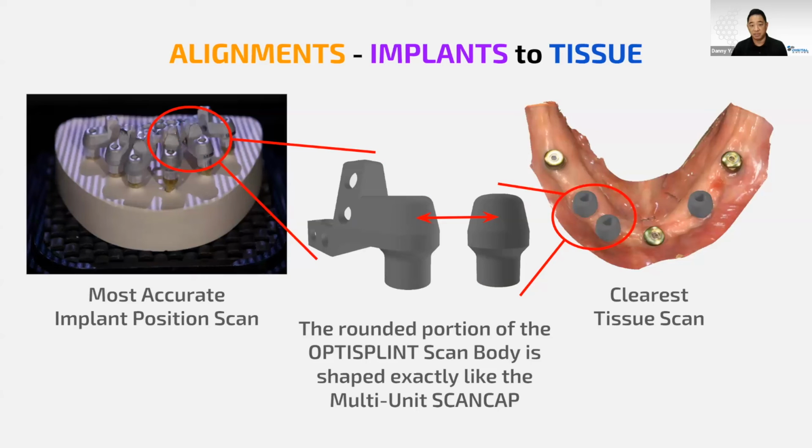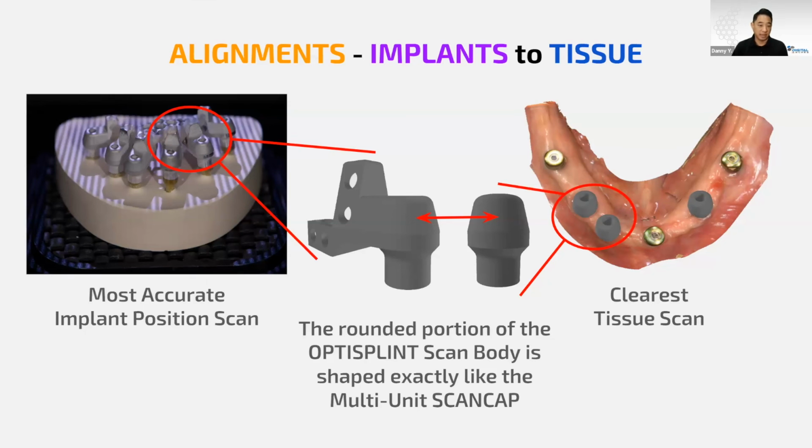Now, in order to align the implants to the tissue, you could see here that the back of the OptiSplint scan body is very similar in geometry to the tissue scan caps, the multi-unit scan caps. And those multi-unit scan caps, when you scan them in the mouth, you're going to be able to capture all of the tissue around it. It's not covering like the OptiSplint jig would be in the earlier scan that we did of the OptiSplint in the mouth. It's not covering any of the tissue in the palate, and you can capture 360 degrees all the tissue around that prosthesis.